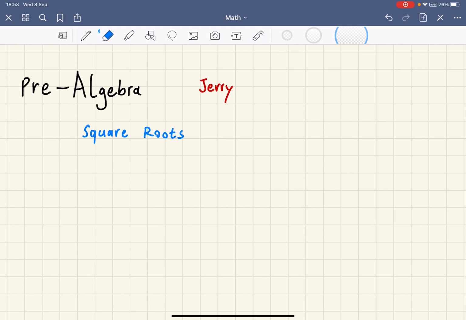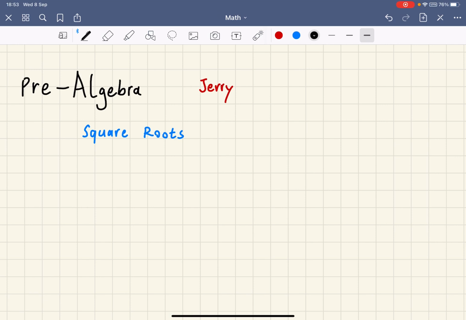Again, my name is Jerry, and today I'll be teaching about a concept in pre-algebra that is very important for later math like Algebra 1, Algebra 2, and even calculus. So today we're going to learn about square roots.